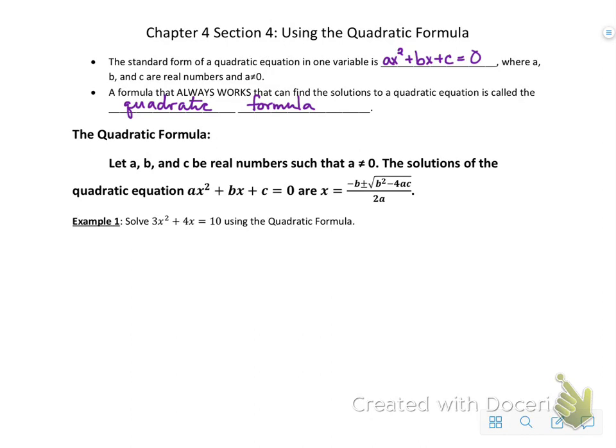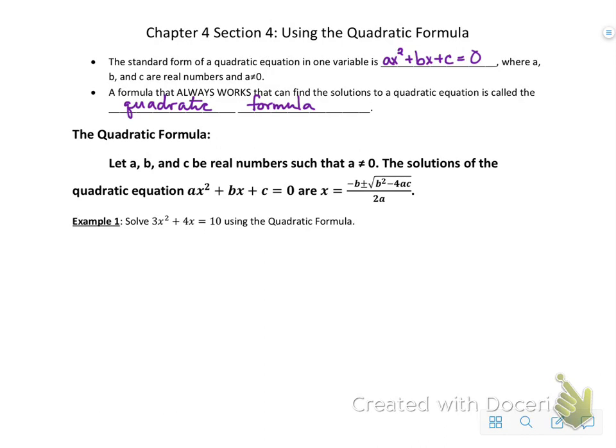The standard form of a quadratic equation in one variable is ax squared plus bx plus c equals 0, where a, b, and c are real numbers and a does not equal 0. So you've seen that, I think, 3 times now. Okay, it hasn't changed. We always have ax squared plus bx plus c. And if you use the quadratic formula, the standard form is very important. It has to equal 0.